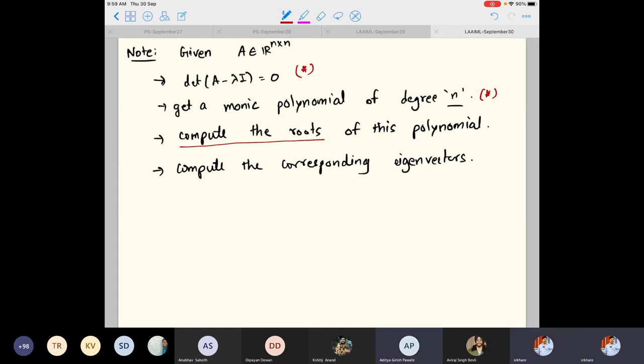Yes, sir. That could be one approach. Yeah, but you will not get exact roots. So division is not possible. Then there is a problem, right?